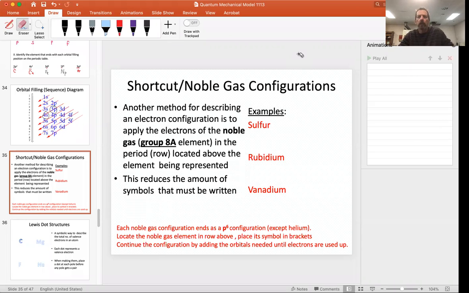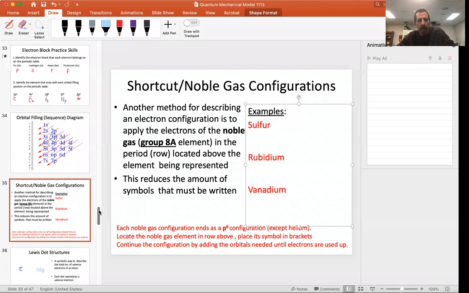The reason it's called a shortcut is you do a little less writing to do one. It's another method, and it really displays the same info. It just looks odd, looks awkward if you've learned how to do them the normal way. So the shortcut method relates every element to what we call a noble gas.